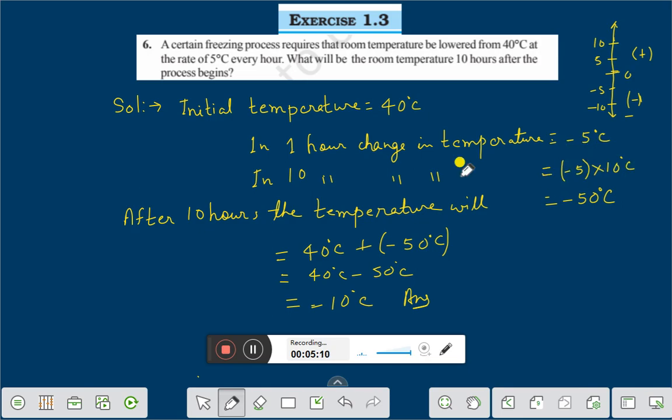Right? That is minus 5 into after 10 hours, it will be minus 5 into 10. That is minus 50 degrees centigrade. Therefore, after 10 hours, the temperature will be 40 degrees centigrade plus in bracket minus 50 degrees centigrade, that is 40 degrees centigrade minus 50 degrees centigrade, that comes to minus 10 degrees centigrade. Therefore, the room temperature will be minus 10 degrees centigrade after 10 hours. This is the solution of question number 6 of exercise 1.3.